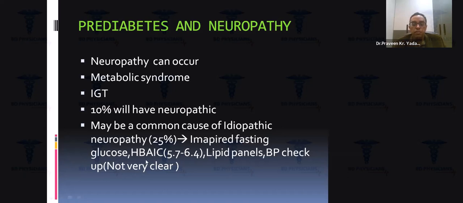And also the impaired fasting glucose, HbA1c from 5.7 to 6.4, the lipid parameters, the blood pressures, all this may be related to the pre-diabetes status, which can give rise to the neuropathy.